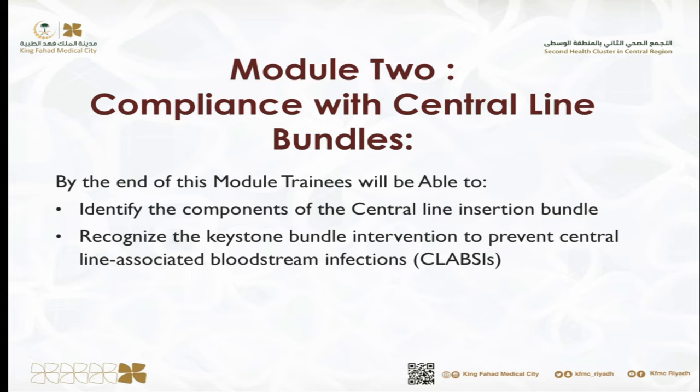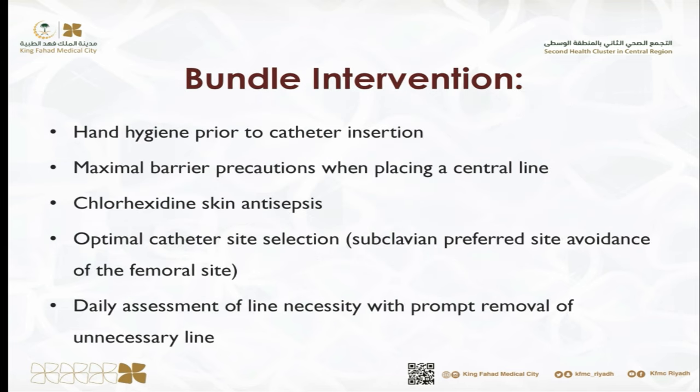Now, how to decrease the risk while being compliant with the central line bundles. What are the central line bundles? As we mentioned, hand hygiene prior to inserting or maintaining a central line. Second, while inserting the central line, the maximal barrier precautions that we have to use. What we need for maximal barrier precautions are the PPE, and the use of chlorhexidine as skin antiseptic while inserting or caring for the central line. Catheter site selection for the central line insertion: the better is the subclavian, the less common is the femoral because the risk of infection is very high with femoral. And daily review of the line and necessity, removing the central line if it's not needed.